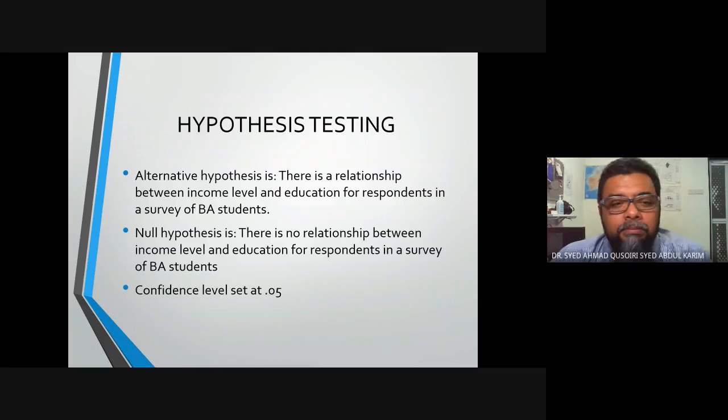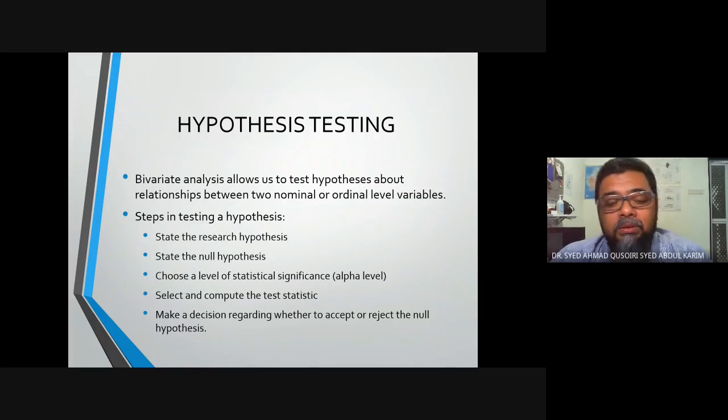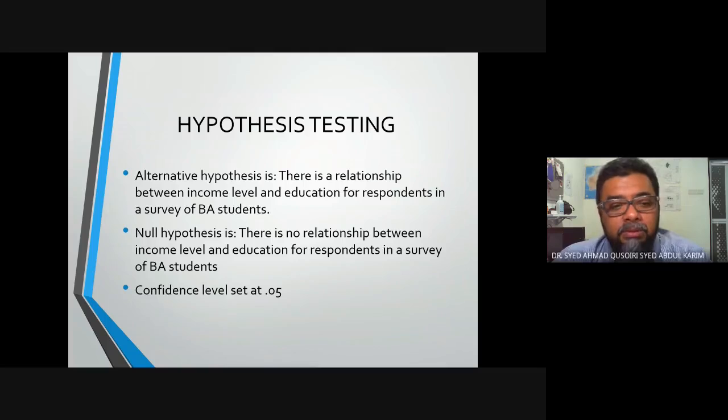Okay, so an example here. The alternative hypothesis, or the research hypothesis: there is a relationship. It's always yes, yes, yes. There is a relationship between income level and education for respondents in a survey of BA students. So yes, there is a relationship between income level and education.